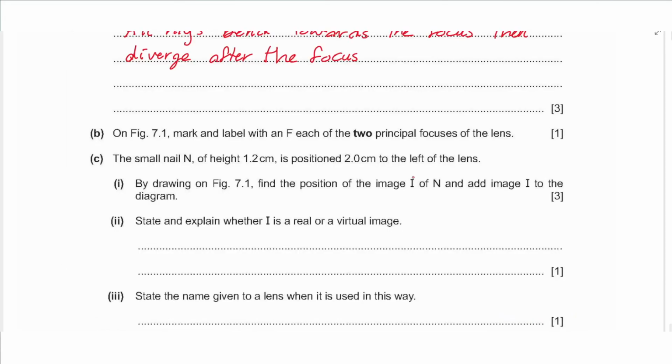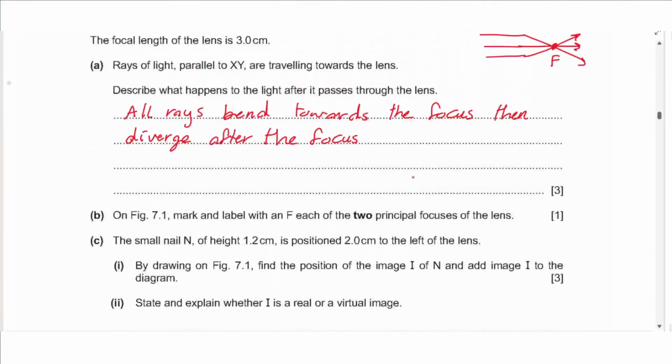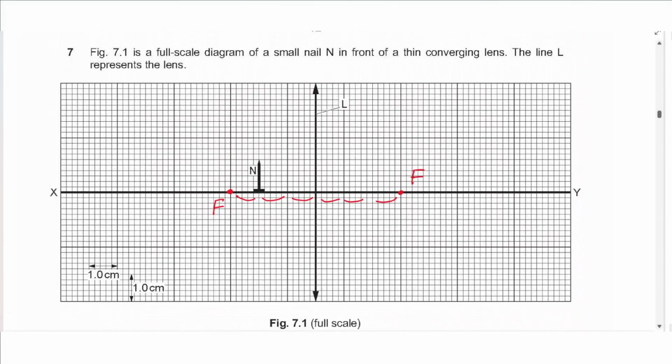Part C says a small nail N of height 1.2 centimeters is positioned 2 centimeters to the left of the lens. By drawing on figure 7.1, find the position of the image I of N and add image I to the diagram. So we go to the top of the nail and draw 2 arrows, one parallel to the principal axis that then goes to the focal point. But in this case, the object is in between the focus and the lens, so we should extend the line backwards as far as we can.